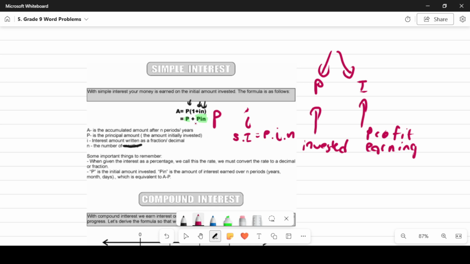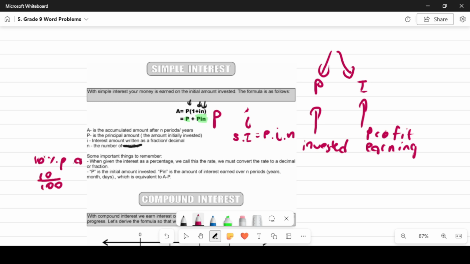Money that you invested, money that you earned. Principal, interest. Just keep that at the back of your mind always. So some important things to remember. When given the interest as a percentage, we call this the rate. We must convert this rate to a decimal or a fraction. So if they tell you 10% per annum, you must say it's 10 over 100.